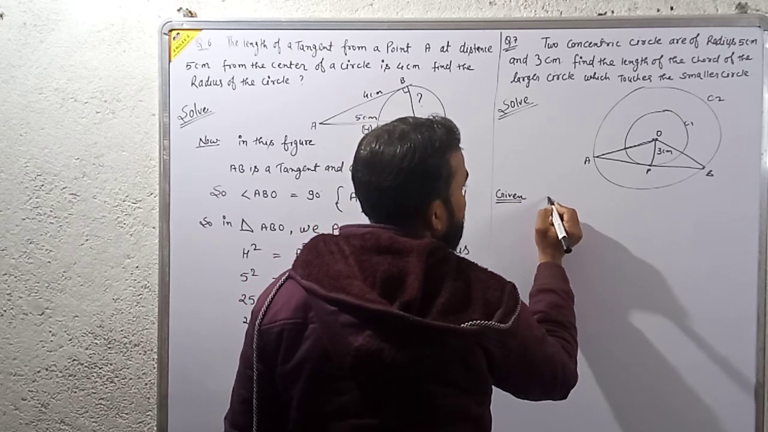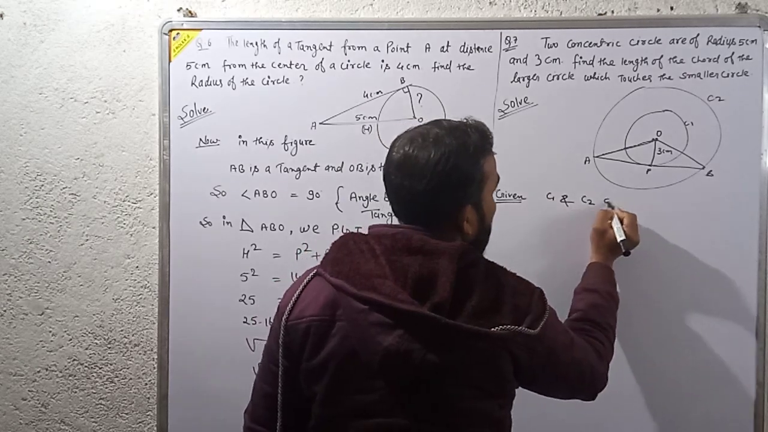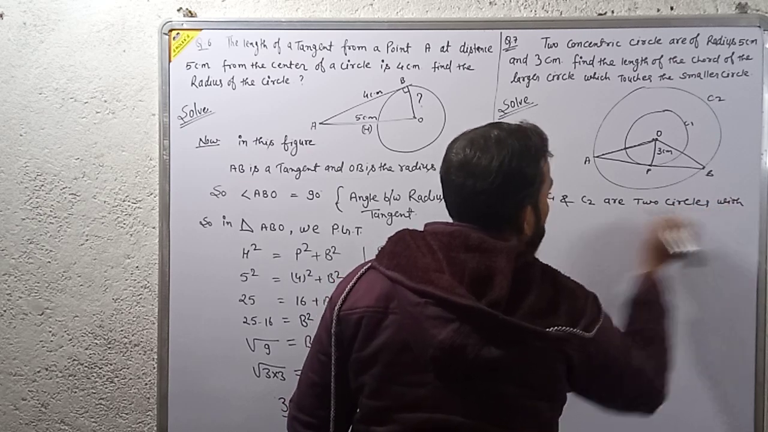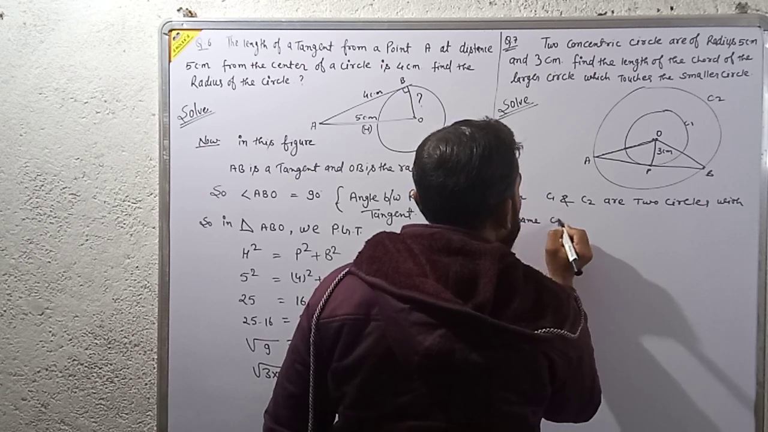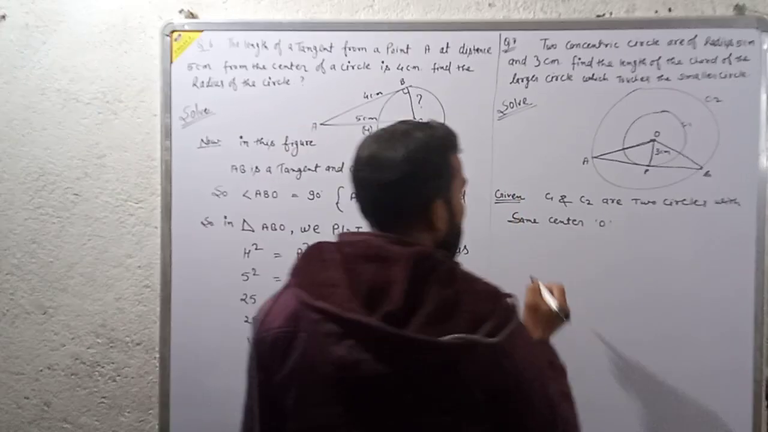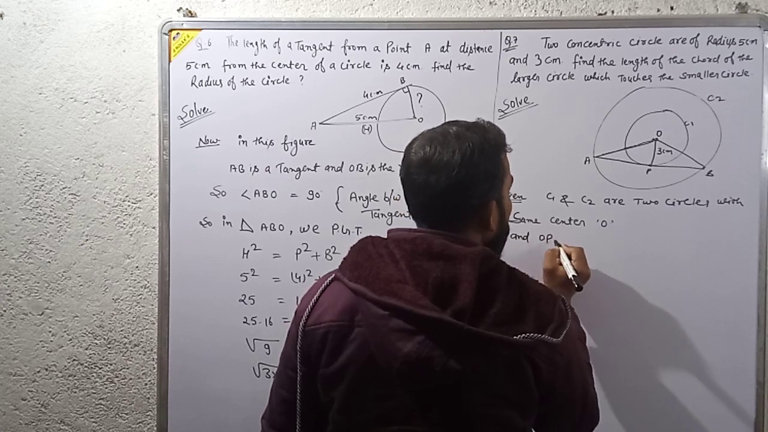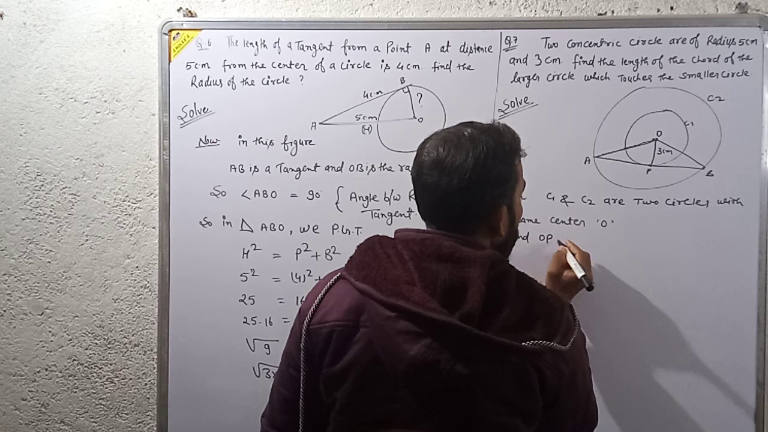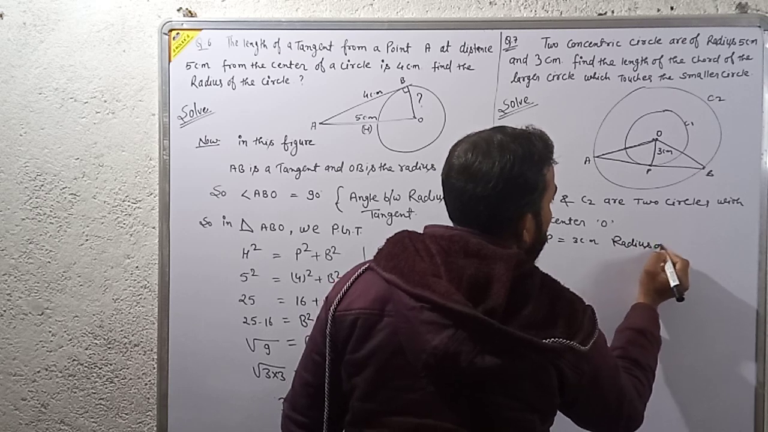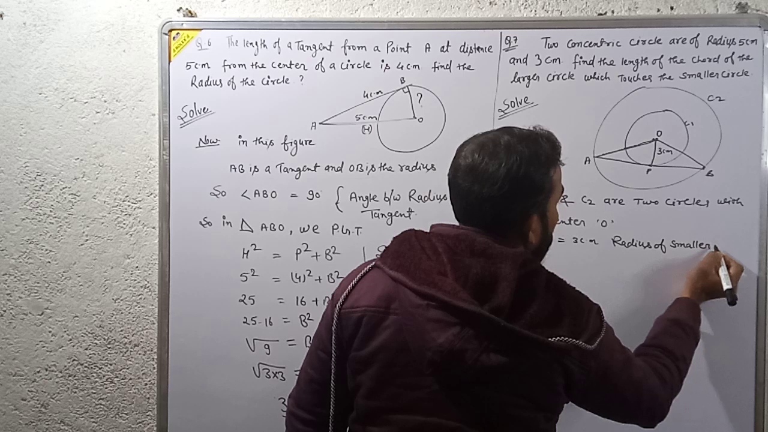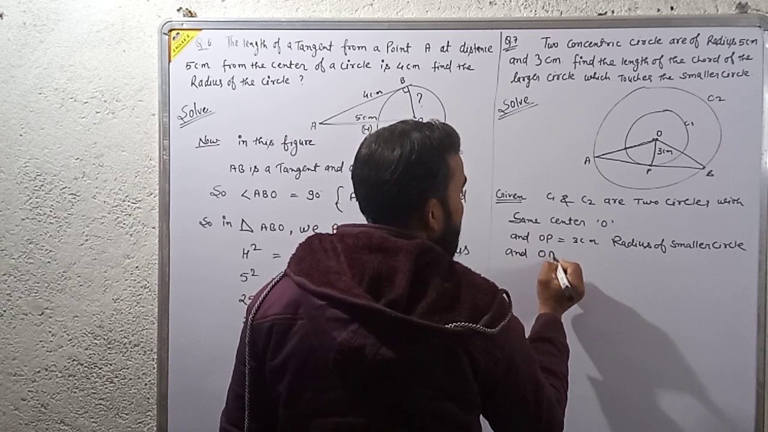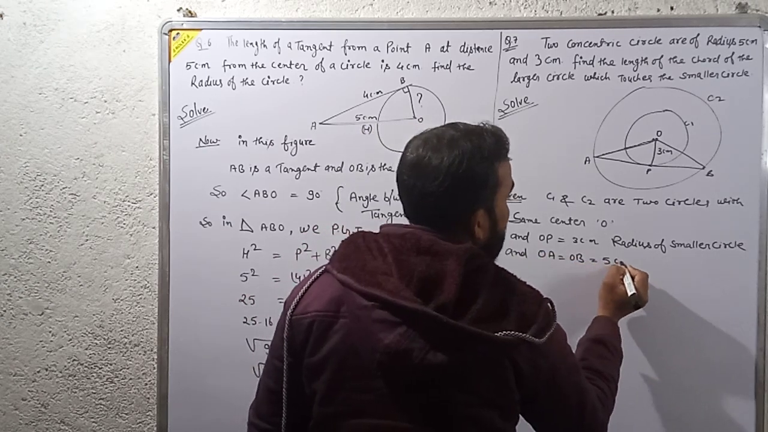Now given: C1 and C2 are two circles with the same center O. OP is equal to 3 centimeter, the radius of the smaller circle, and OA is equal to OB is equal to 5 centimeter.